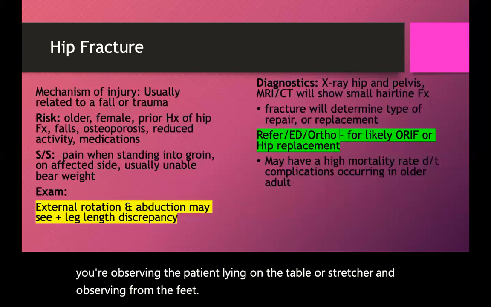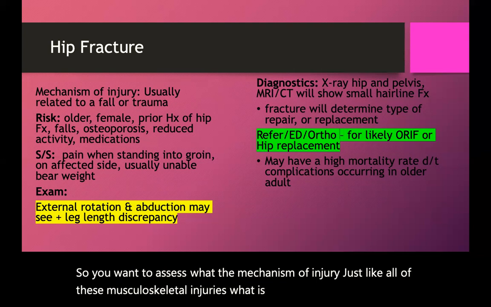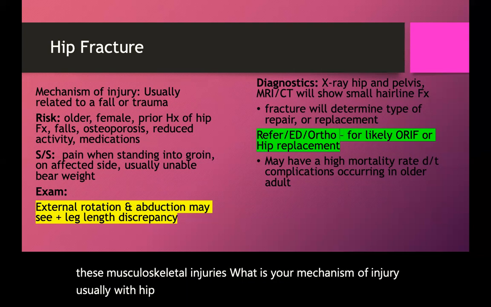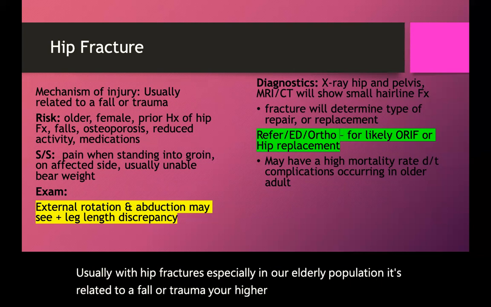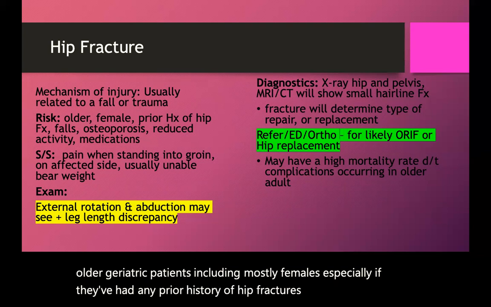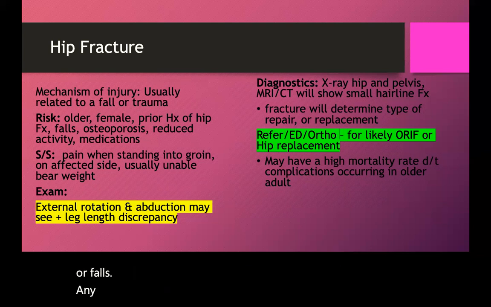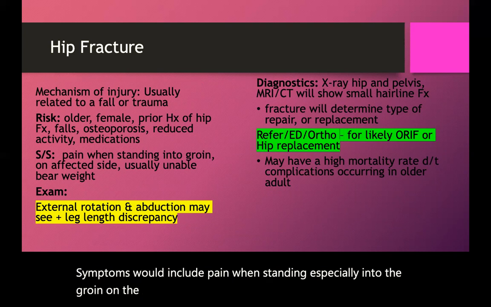So you want to assess the mechanism of injury, just like all of these musculoskeletal injuries. Usually with hip fractures, especially in our elderly population, it's related to a fall or trauma. Your higher risk population are your older geriatric patients, including mostly females, especially if they've had any prior history of hip fractures or falls. Any patients who have a history of osteoporosis, are sedentary, and are on any medications that may put them at higher risk. Symptoms would include pain when standing, especially into the groin on the affected side, and usually they're unable to bear weight.